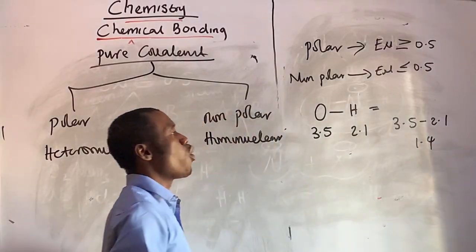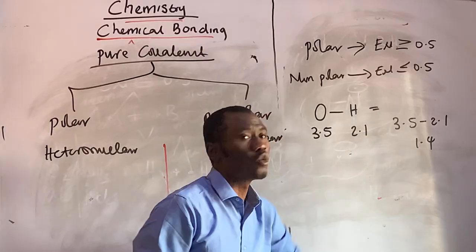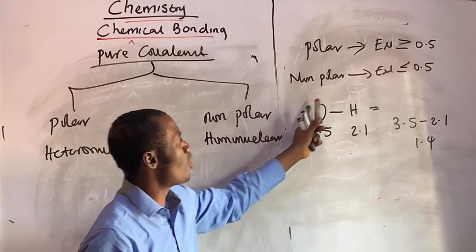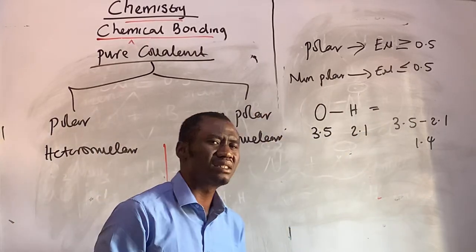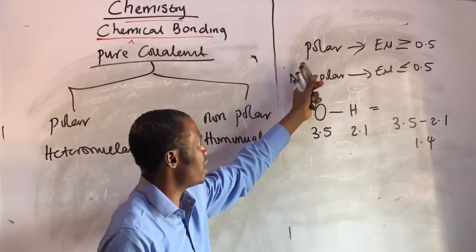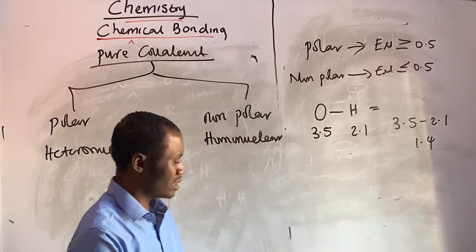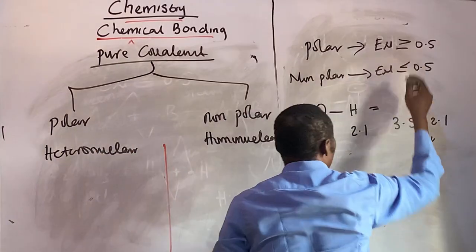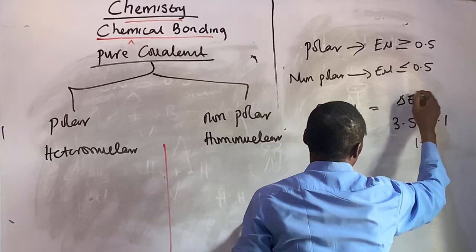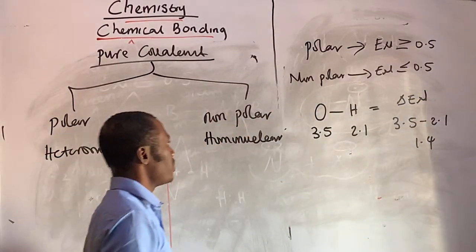So if I have 1.4, 1.4 is greater than 0.5. So the bond here is a polar substance. The bond here is polar. Why? Because the electronegativity difference here is 1.5, which is greater than 0.5. Let me do one more.